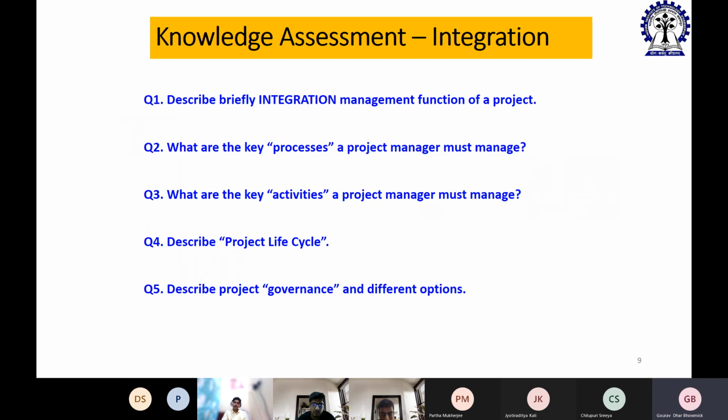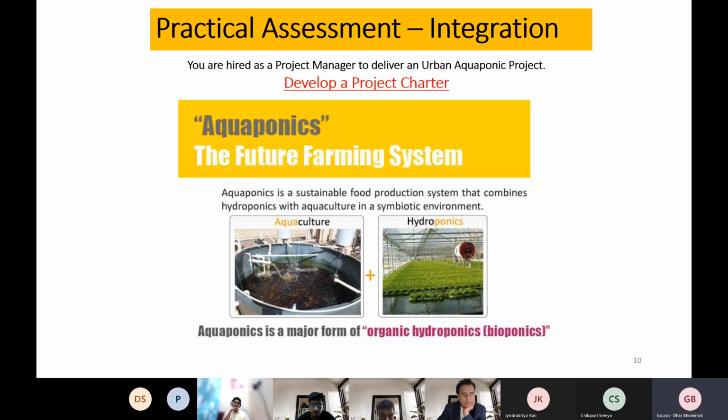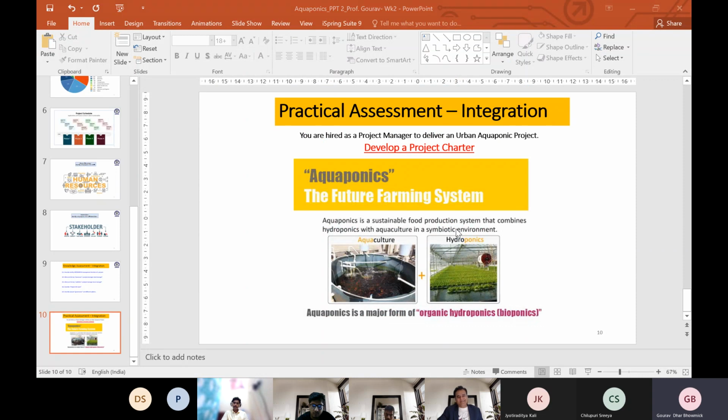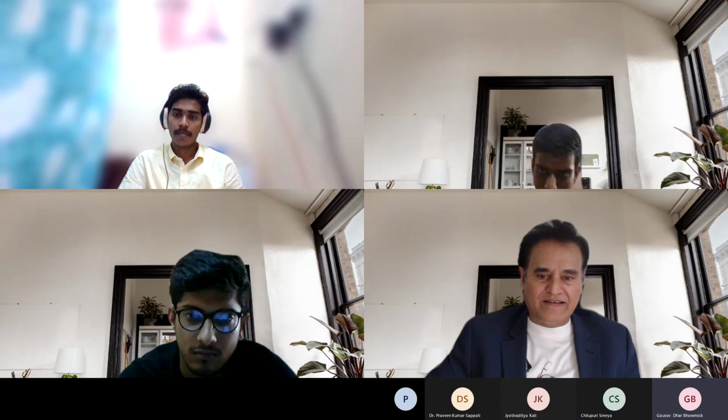So with all these discussions that we have, suppose we are hiring you as a project manager to deliver this particular urban vertical aquaponics project. What we'll be expecting from you is to develop a project charter. So as a project manager, you'll be developing a project charter based on the facts and information that I have just given you for an urban vertical aquaponics project. Over to you, Dr. Mukherjee. You can go ahead with further discussion so that they will benefit.